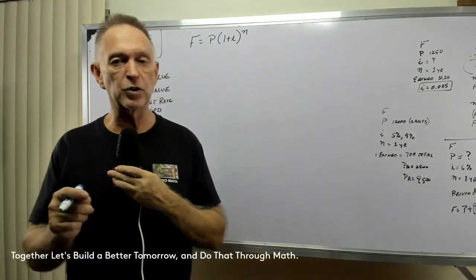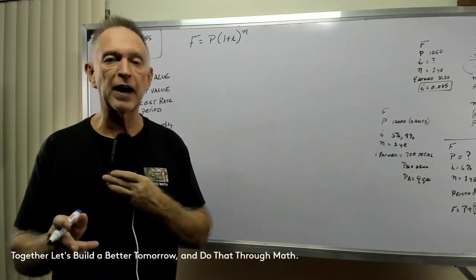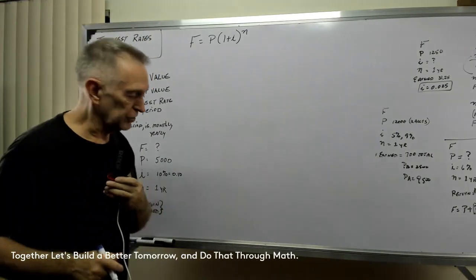Tonight it's Algebra 1. We're looking at the time value of money. So let's get after it.